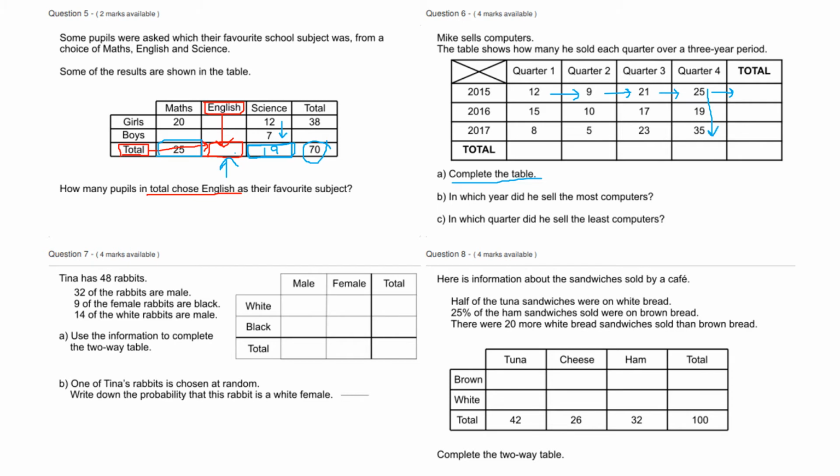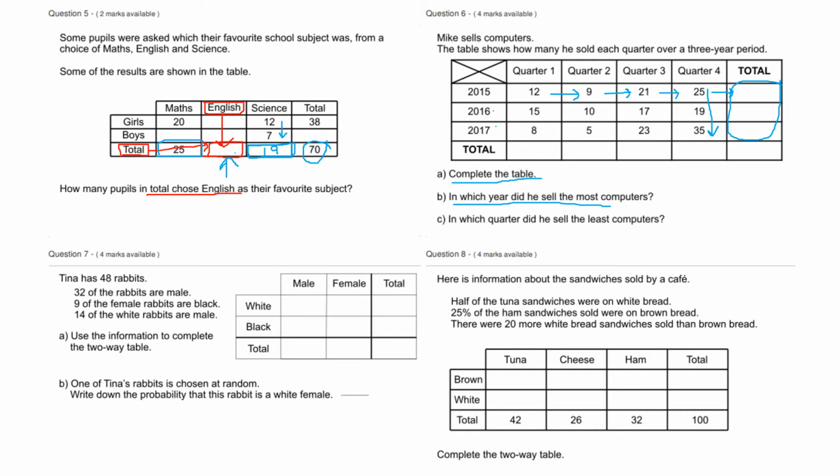B, in which year did he sell the most computers? So you just have to look at your totals, which you get over here, and see which year has got the highest total. Is it 2015's row, 2016's row, or 2017's row?